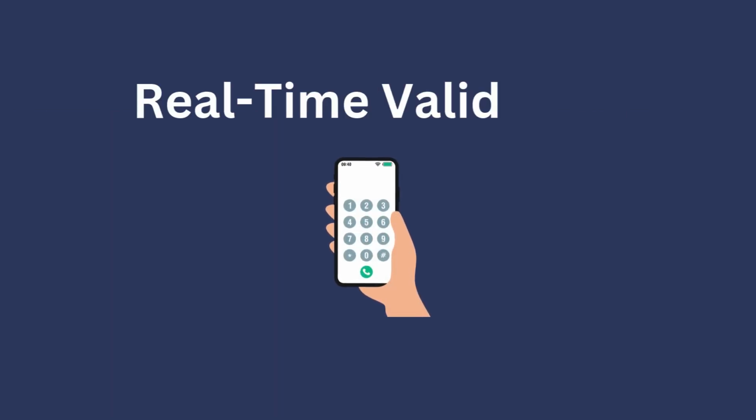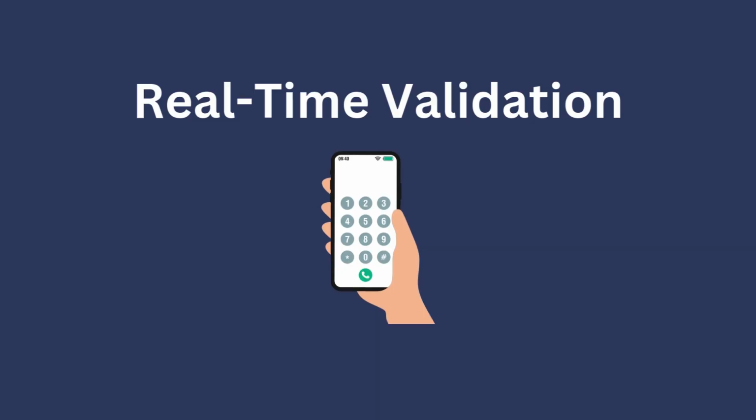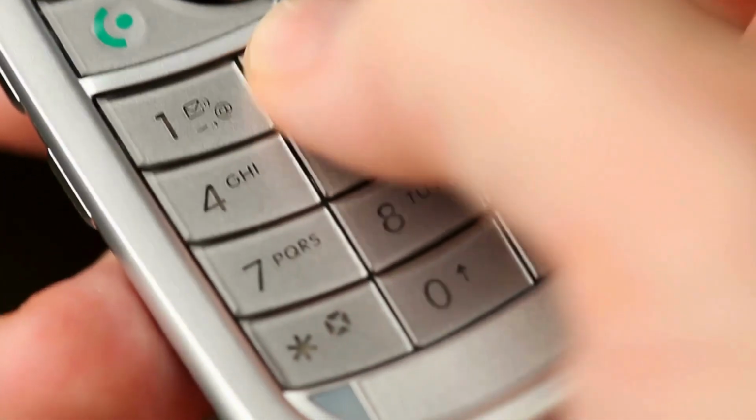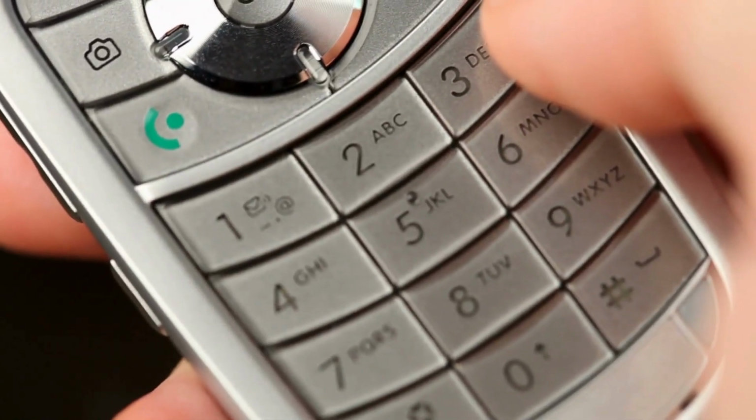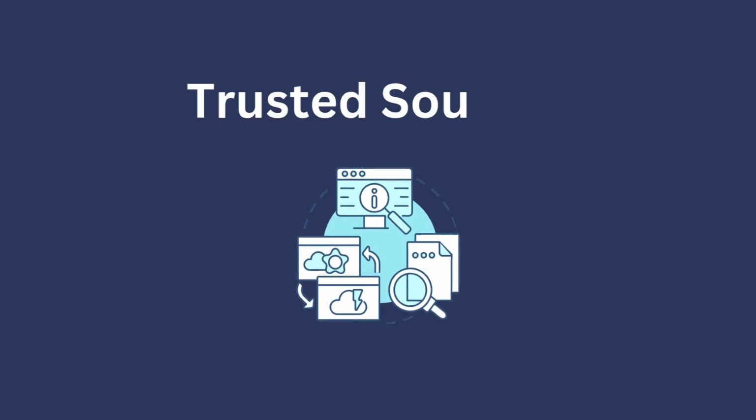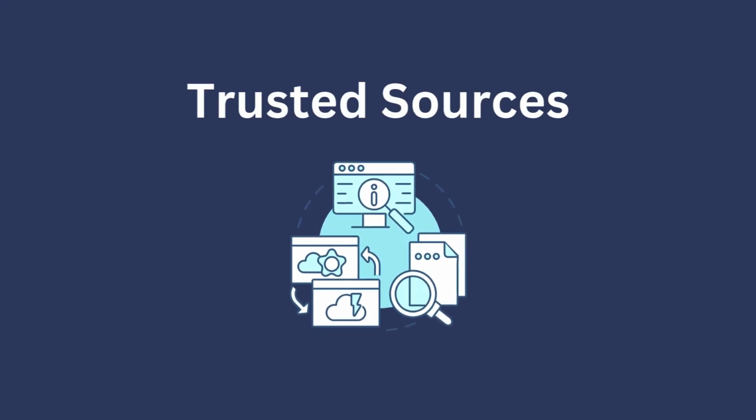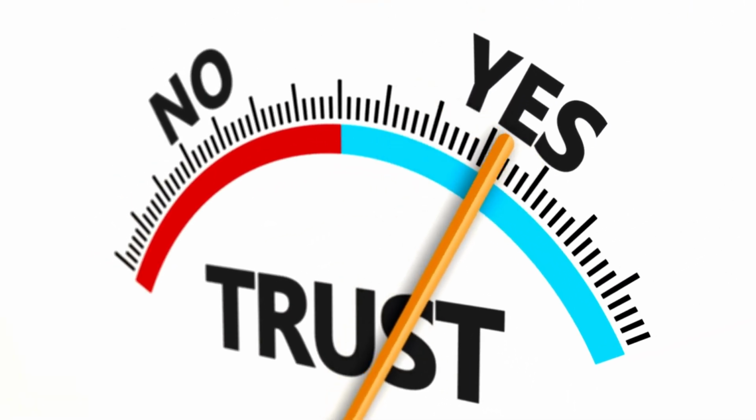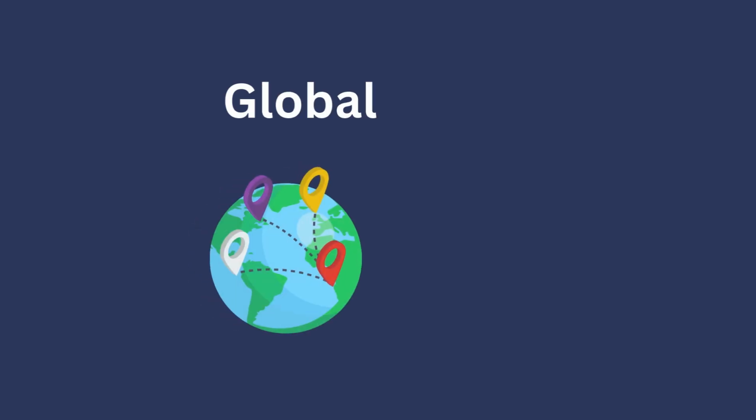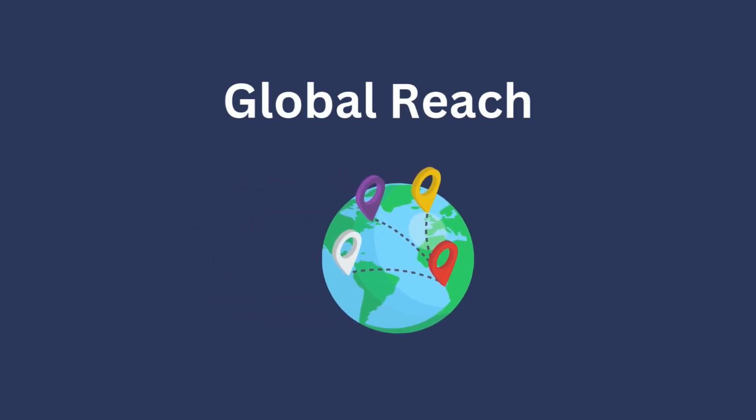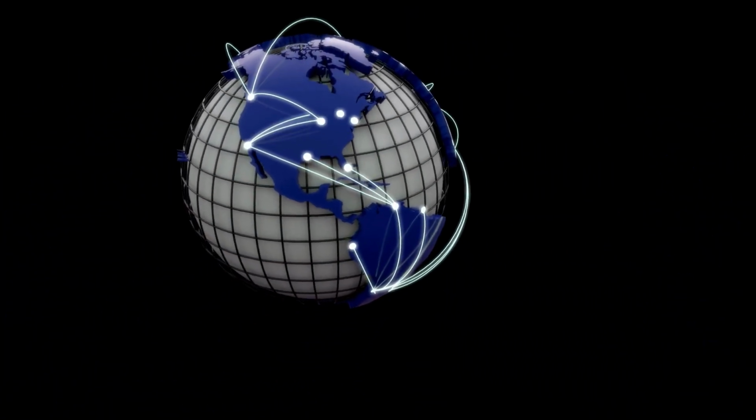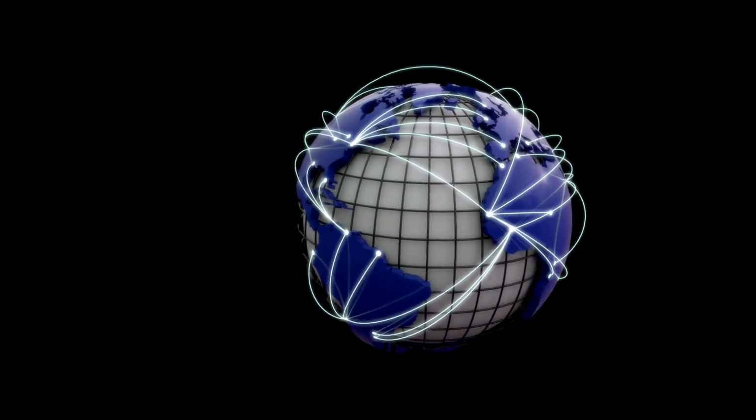Number 1. Real-time validation. NumVerify checks if a phone number is real by looking at the type of line it's on and comparing it to the latest list of numbers. This means you get accurate, real-time validation. Number 2. Trusted sources. It uses trusted sources to ensure its results are spot on, so you can rely on the data you get. Number 3. Global reach. Whether you're dealing with local or international numbers, NumVerify has got you covered. It works for 232 countries.